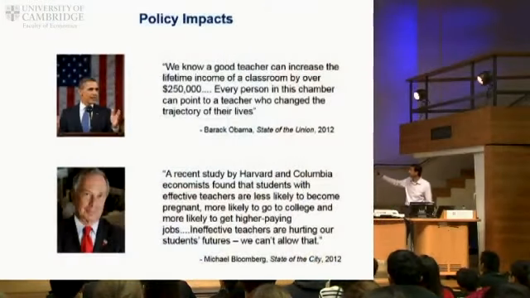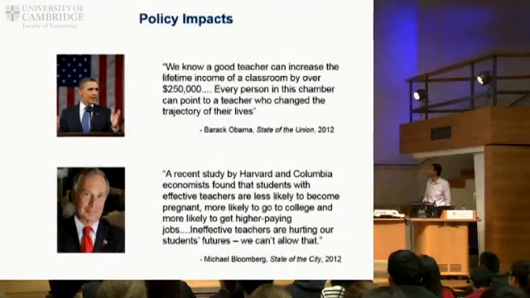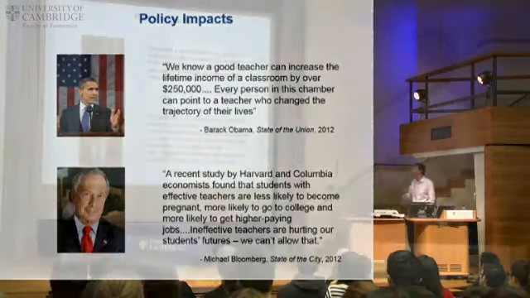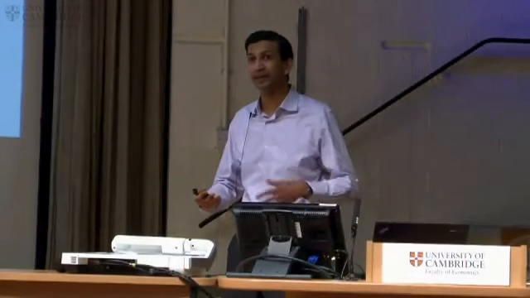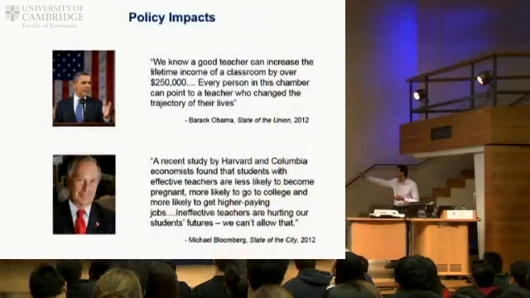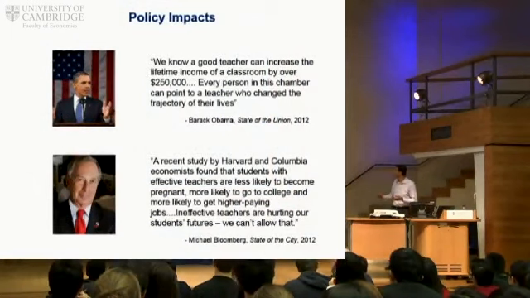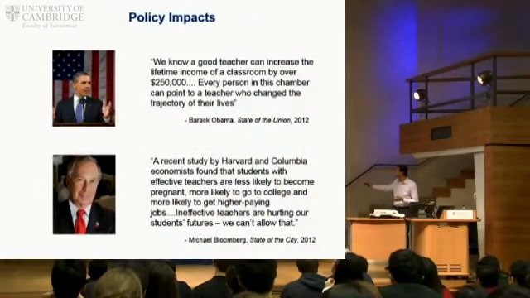So at the national level here, you see the president in the State of the Union address saying that we know a good teacher can increase the lifetime income of a classroom by over $250,000. And so the White House then initiated a program to increase teacher evaluation around school districts in the country. And then a number of local school districts, like here you see Michael Bloomberg, the mayor of New York, talking about how effective teachers make kids less likely to become pregnant, more likely to go to college, and so on. The city of New York has tried to change teacher evaluation and retention policies in various ways.